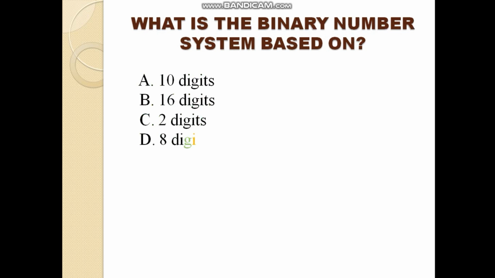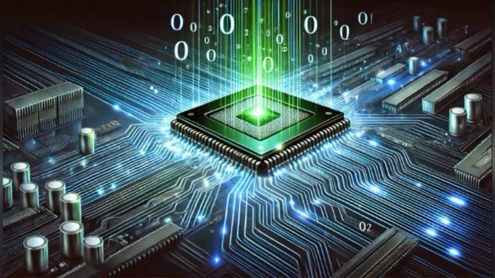What is the binary number system based on? A. 10 digits. B. 16 digits. C. 2 digits. D. 8 digits. Answer: C. 2 digits. The binary system uses only 2 digits, 0 and 1, which are the foundation of computer processing.